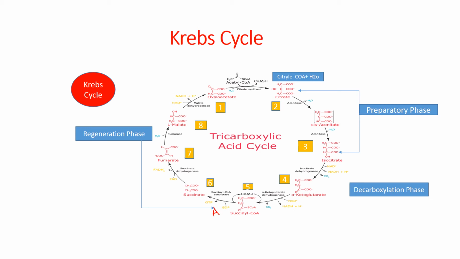Substrate level phosphorylation. Then its regeneration phase is started here. Succinyl CoA is now being converted into succinate, which is a 4-carbon compound, and this 4-carbon compound is rearranged into oxaloacetate, which again regenerates the oxaloacetate for acetyl CoA. So succinate will be converted by succinate dehydrogenase.